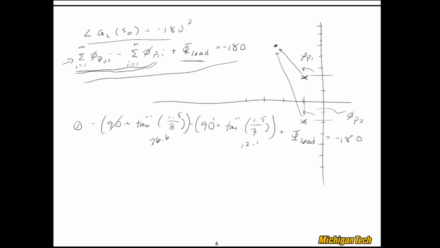I get some nice cancellation here, and I can solve for the phase lead that I need from the compensator, and I'll have 26.6 plus 12.1. So what I need is 38.7 degrees. Beautiful. Now, how to get it?